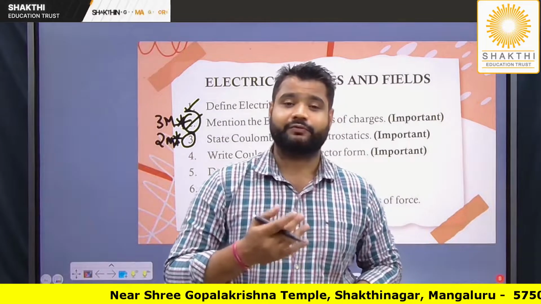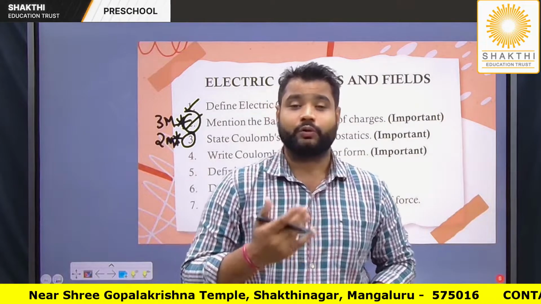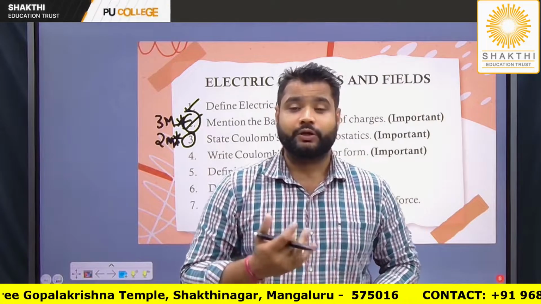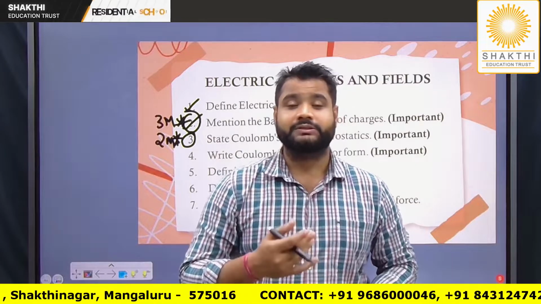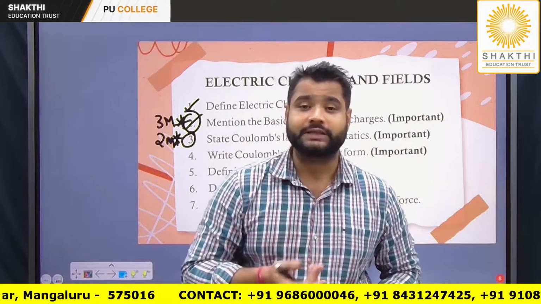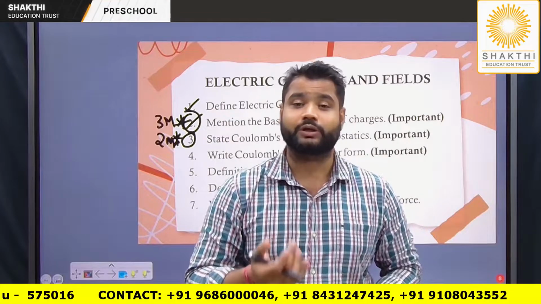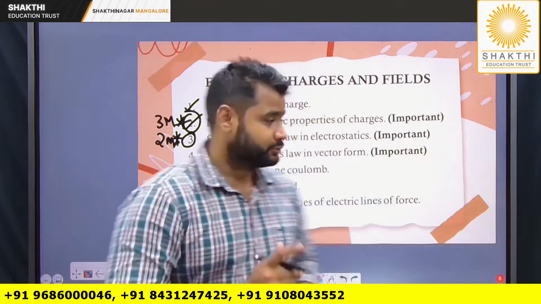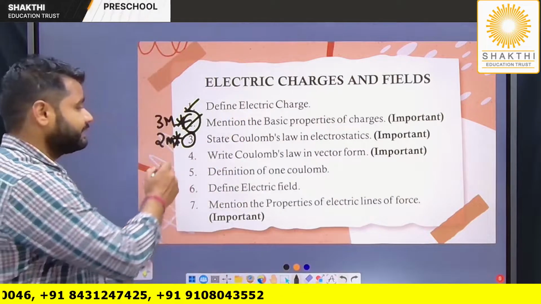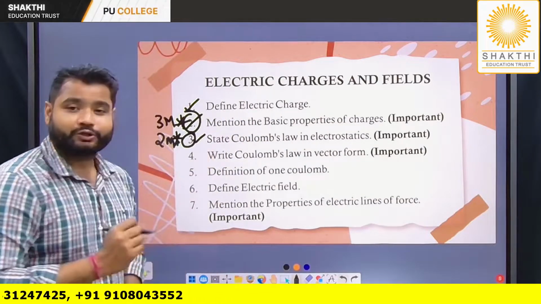For example, F is equal to 1 by 4 pi epsilon naught Q1 Q2 by R square. Now what does F stand for? What does 1 by 4 pi epsilon naught stand for? What are Q1 and Q2? What is R? You need to explain all these for 2 marks. So again, that's a very important question for 2 marks.